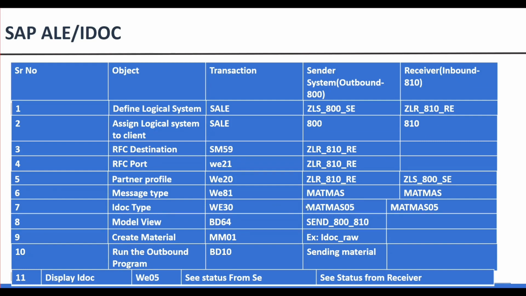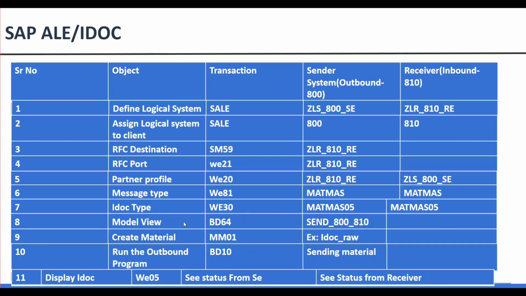And the message type: which type of data are you going to transfer? Suppose I am going to transfer material master data, I use the message type MATMAS. For this MATMAS message type, I can use the IDoc type, using transaction code WE30. This is the latest version of the IDoc type or basic type.